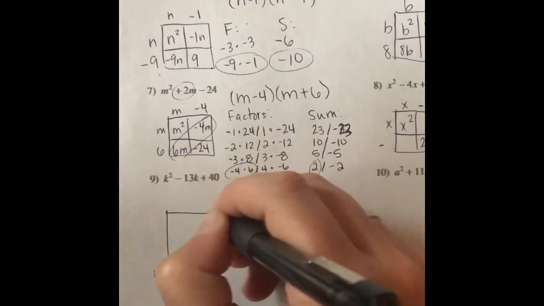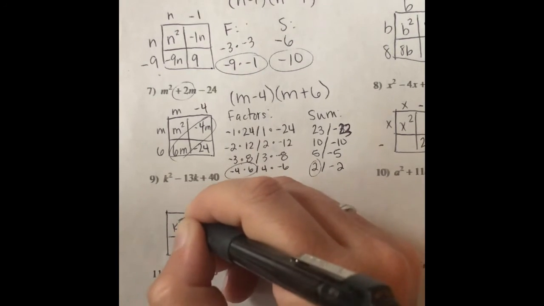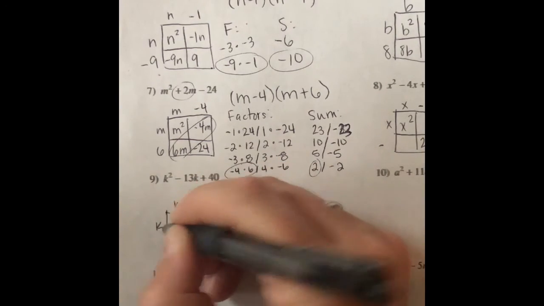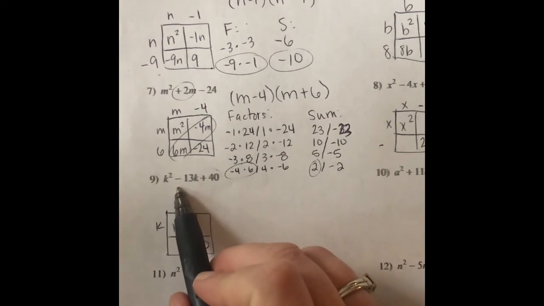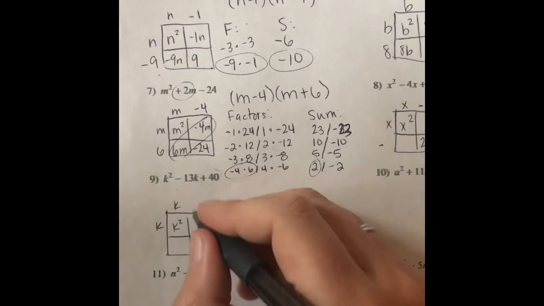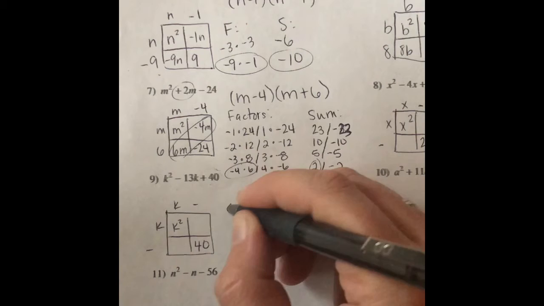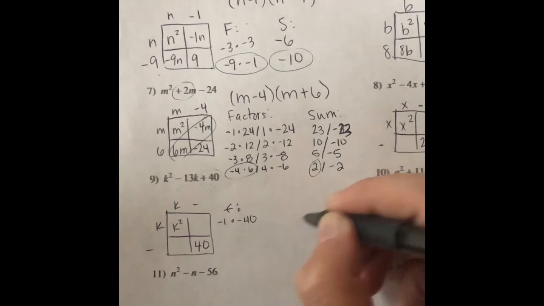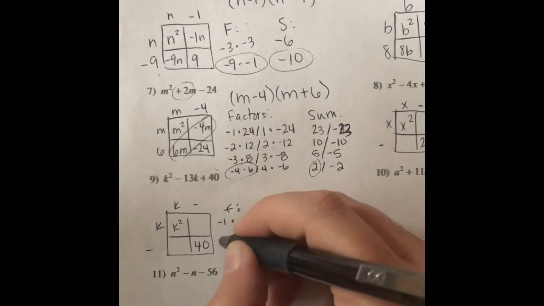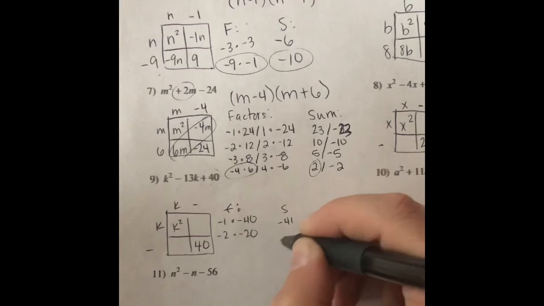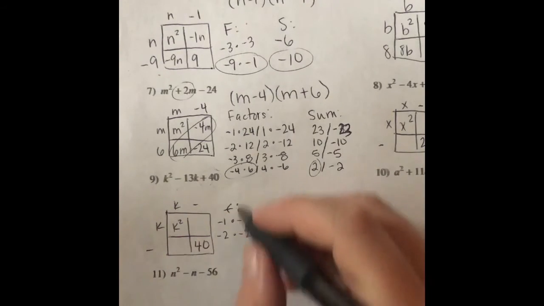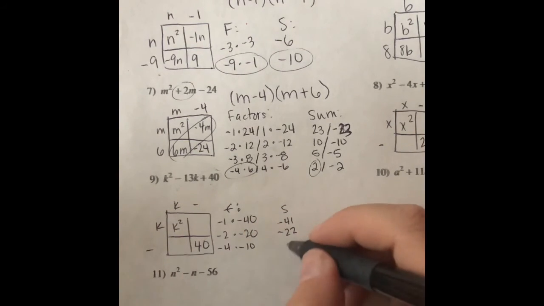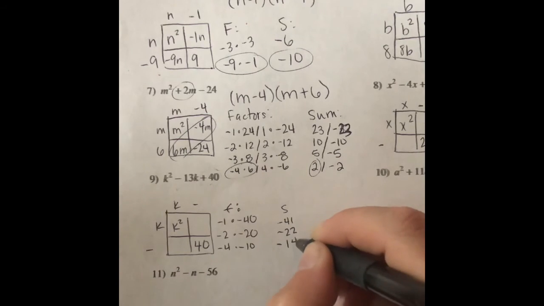We have k squared and +40, k and k. We want a positive number here, but a negative sum. So that tells us we're doing a negative times a negative. Here's our factors. We're going to have negative 1 times negative 40. Sum, negative 41. Negative 2 times negative 20. Sum, negative 22. We're going to have negative 4 times negative 10. Sum, negative 14.